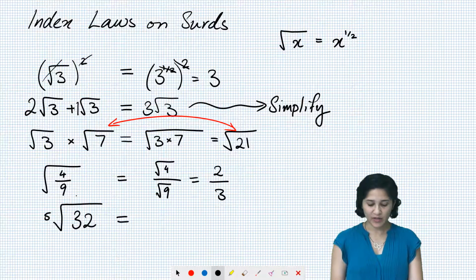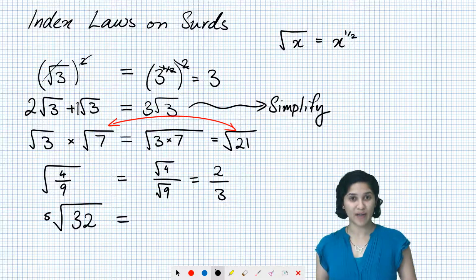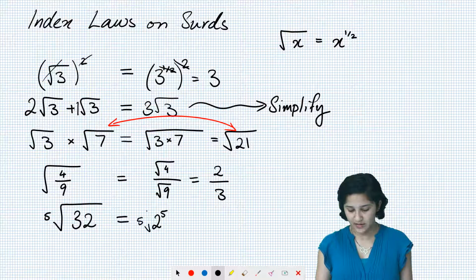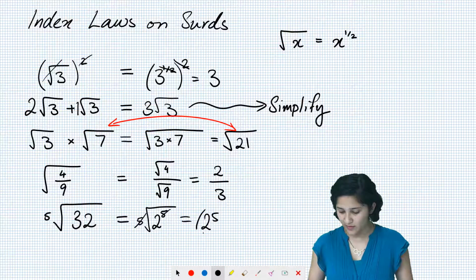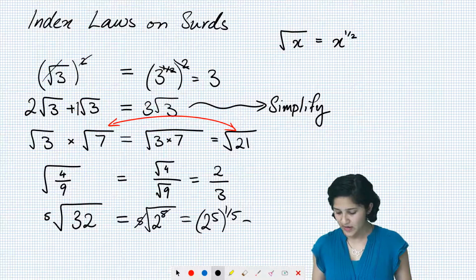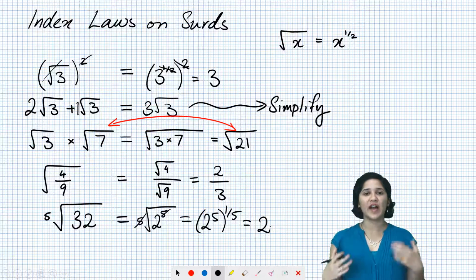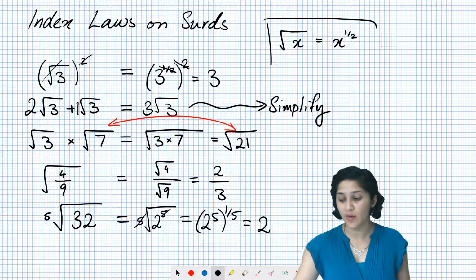And finally, if we've got something like the fifth root of 32, if we know that 32 is something to the power of 5, then we can cancel that out. So in this case, I know that 32 is the same as 2 to the power of 5, and the fifth root of that would cancel out the root 5. So you can also write that as 2 to the 5 to the power of 1/5, and that would give me just 2. Okay, so that kind of shows you how you can apply all of your index laws to surds as well, because we know that they are equivalent.